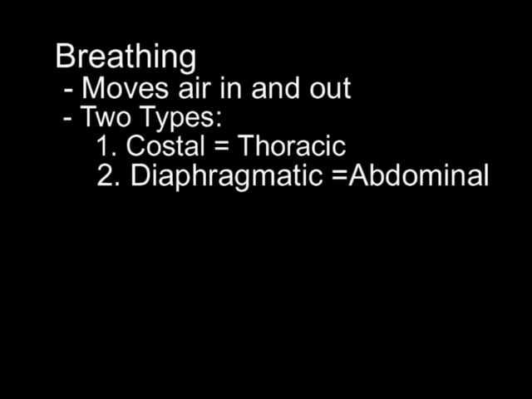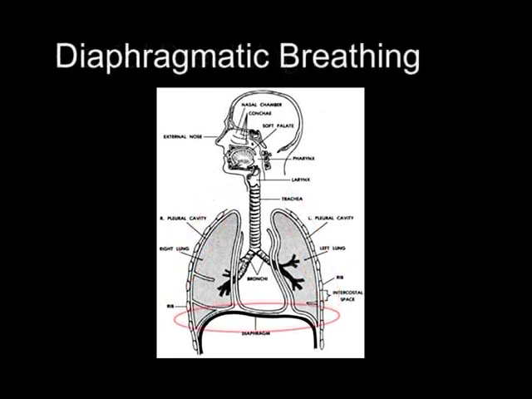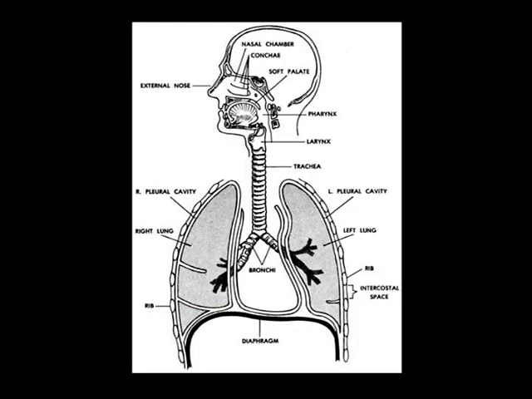It's a mechanical process. There are 2 types of breathing in humans, costal or thoracic breathing, and diaphragmatic or abdominal breathing. In costal breathing, the major structure causing the movement of the air is the rib cage. In diaphragmatic breathing, interaction between the diaphragm and the abdominal wall causes the air to move into and out of the lungs.